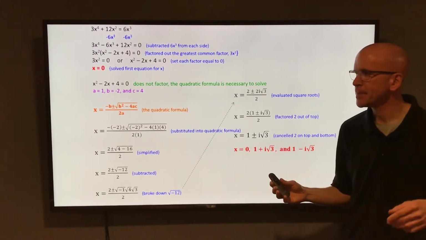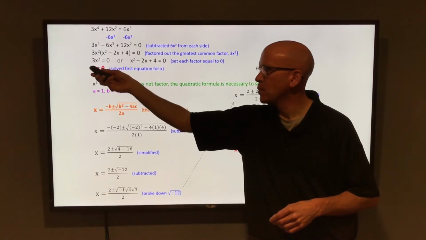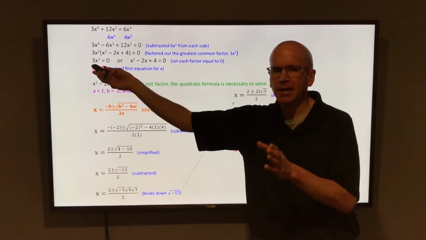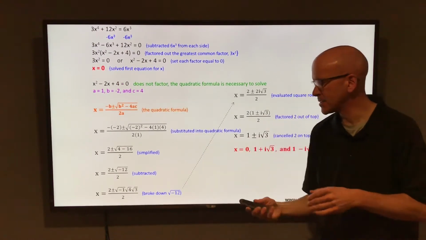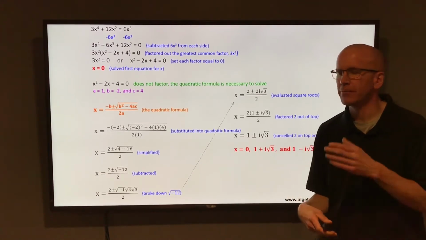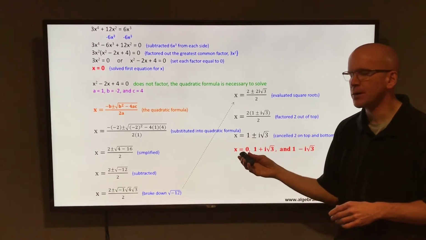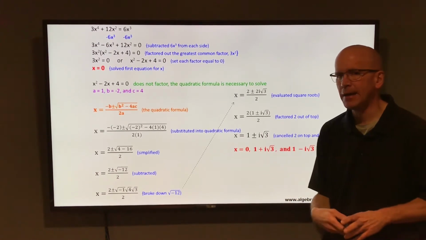Where's the other one? Well, if you remember back here, when we divided each side by 3, we had x squared equals 0. That's x times x equals 0. That means x equals 0 and x equals 0 again. So I don't have it written there, but x really equals 0 twice. So the 4 solutions are x equals 0 again, 1 plus i square root of 3, and 1 minus i square root of 3.